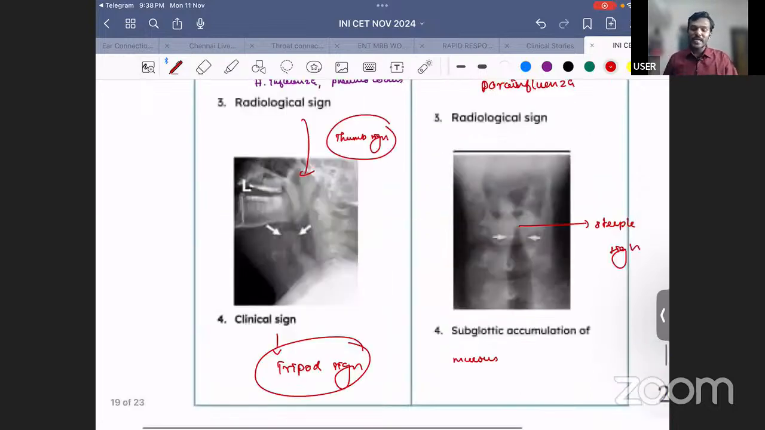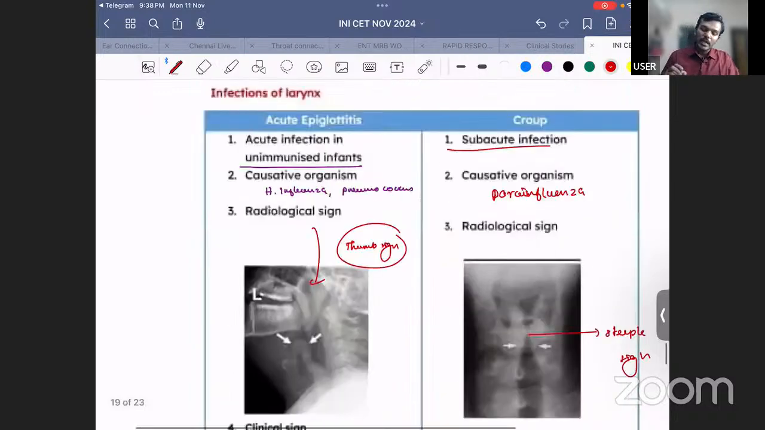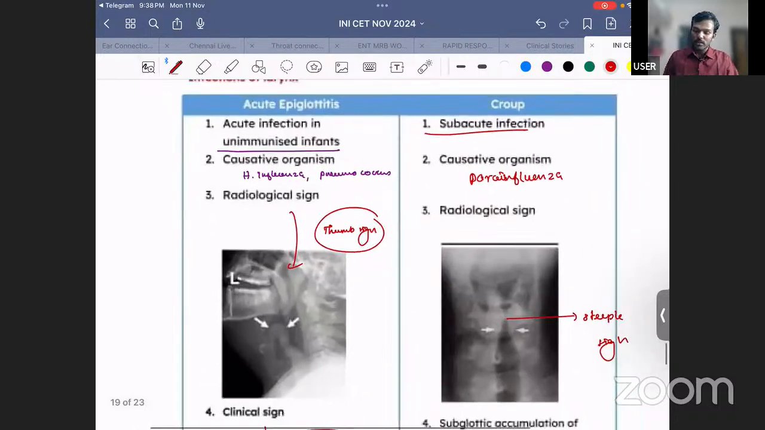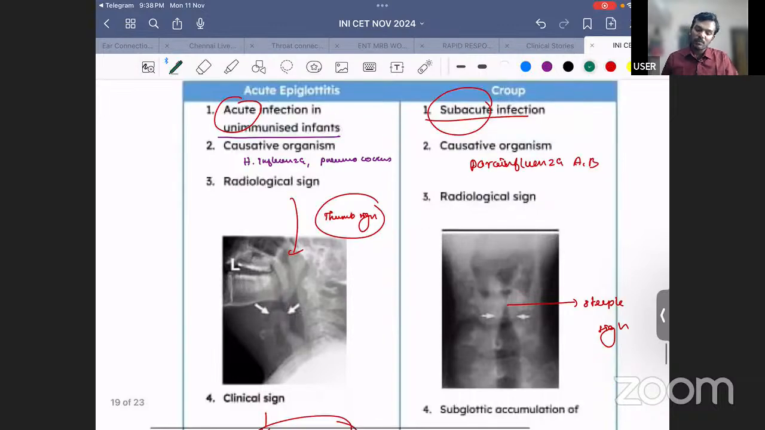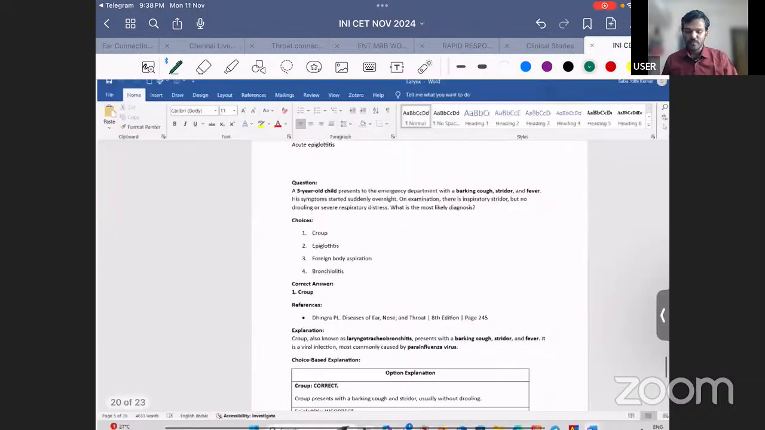See, thumb sign in a lateral X-ray is a radiological sign. So this is acute epiglottitis. It's a very acute infection. Whereas the question which was asked from the group is a subacute infection caused by parainfluenza virus A and B. Clear? Yes. Last question. So this is a screenshot from our question bank.